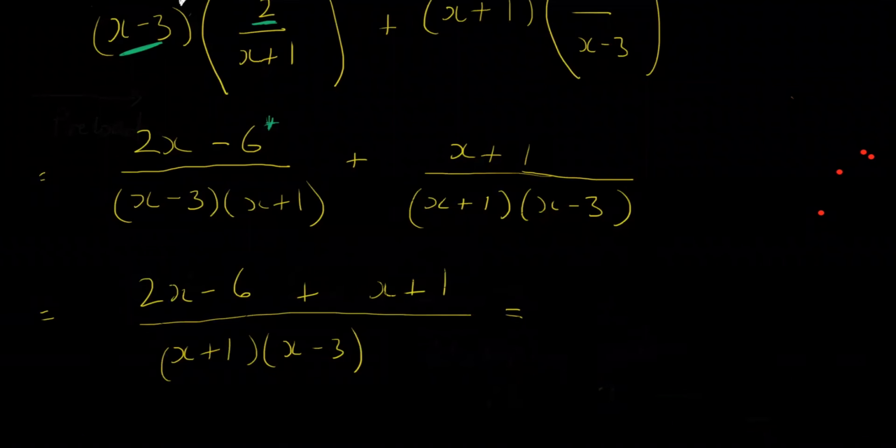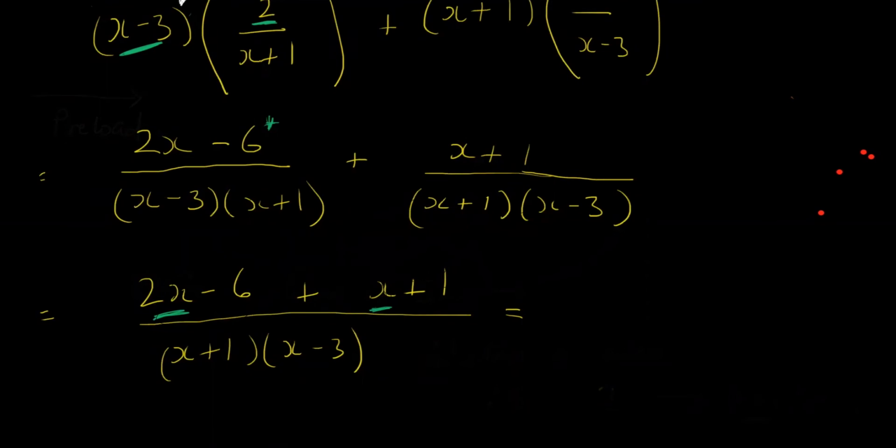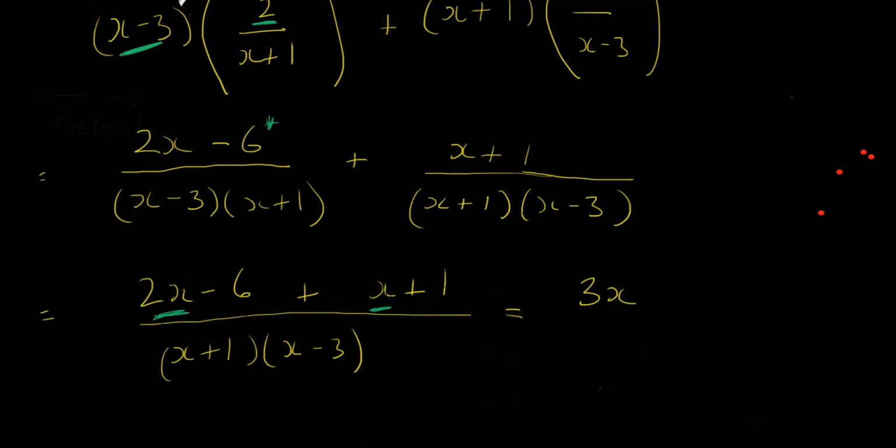Let's add up all the x terms. I've got a 2x here, I've got a 2x there, and I've got an x there. What does that equal to? 2x plus x is equal to 3x. Okay? Numbers, please. Who wants to have a guess at the numbers?